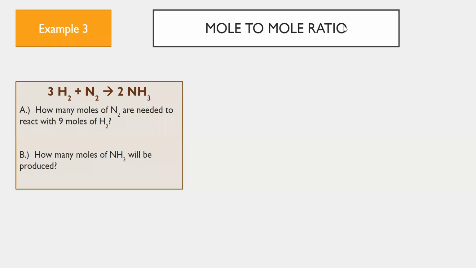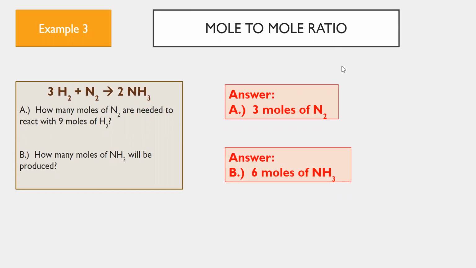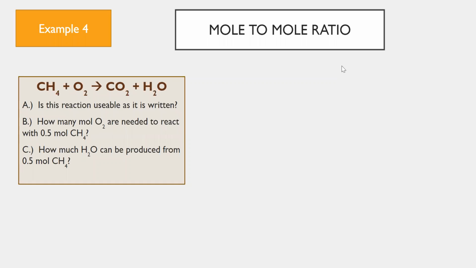All right, let's get rid of this and move on. There's our answers. All right, let's look at example number 4. Is this reaction usable as it is written? Unfortunately in chemistry you're not always given chemical equations that are balanced. So sometimes we have to balance them before we can do anything. So let's take a look. We'll do this part first and see if it is balanced.